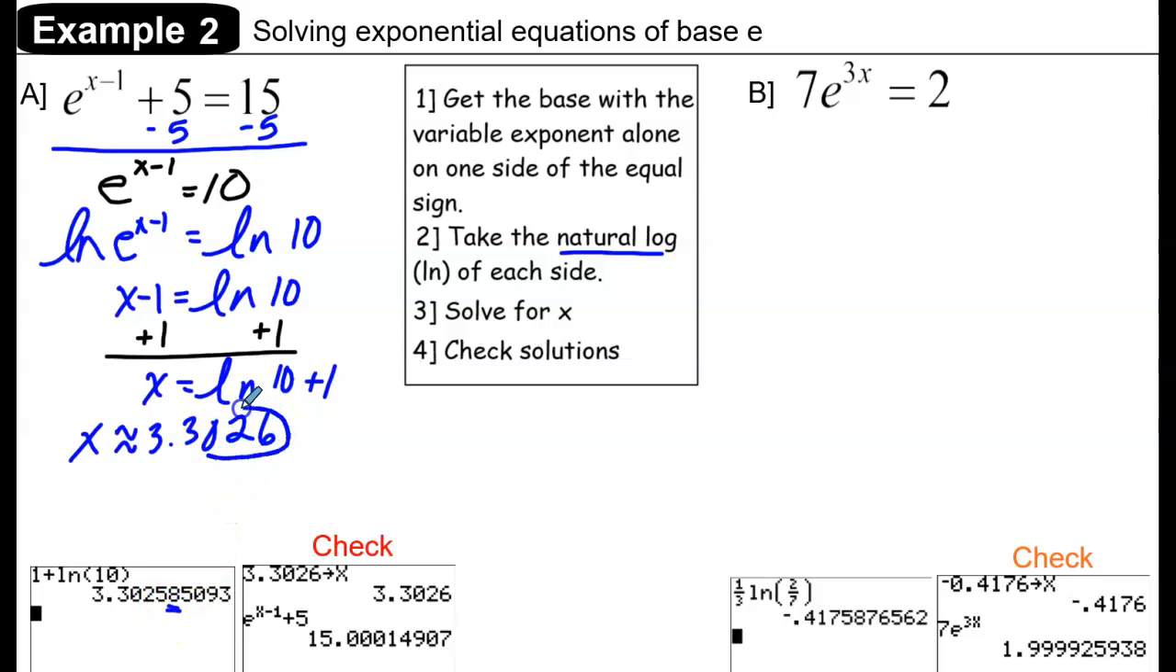So to check that answer, we would substitute the rounded value back in for x, and we get 15.0001 on the left, which is very close to the 15 on the right. So using the rounded value, it's close enough to say that it checks.